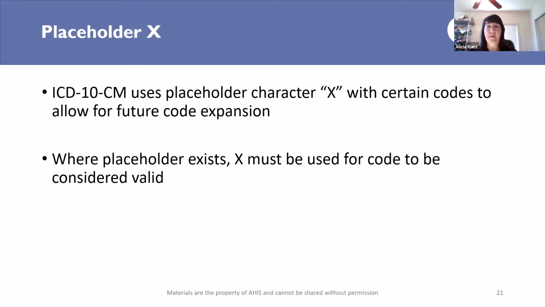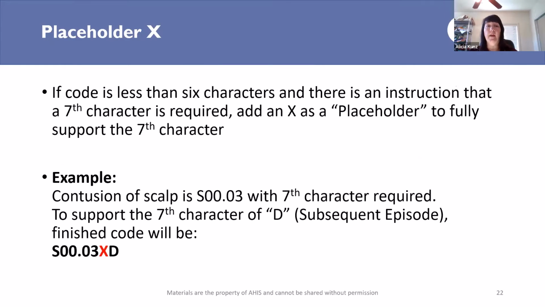We also have a placeholder X. And you'll see these within certain codes. The reason for that is to allow for future code expansion. So where a placeholder exists, you have to use the letter X to fill that in. And here's an example. So if you have a code that's less than 6 characters, and you'll see that little pink box, it says you have to use a 7th character, you need a placeholder. So for example, if you were to go to the alphabetic index in your book and look up contusion of the scalp, the default code that you're going to see there is S00.03.